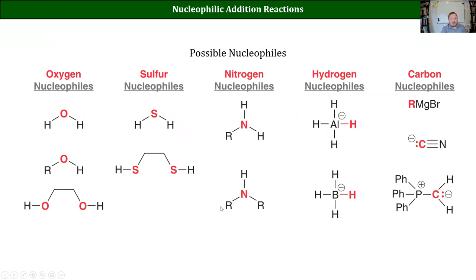The list of possible nucleophiles is pretty large. We're going to spend some time talking specifically about oxygen nucleophiles and nitrogen nucleophiles, but anything that has a negative charge or is attracted to a partial positive could be a nucleophile in this case. So water, alcohols, diols, sulfur groups, nitrogens, hydride sources, Grignard reagents, those are all possible nucleophiles we could see for these reactions. But none of them really change what the reaction is. Your nucleophile attaches to the carbonyl carbon and breaks the carbon-oxygen pi bond, and then you protonate the resulting oxygen anion.